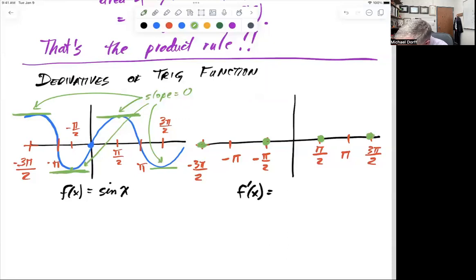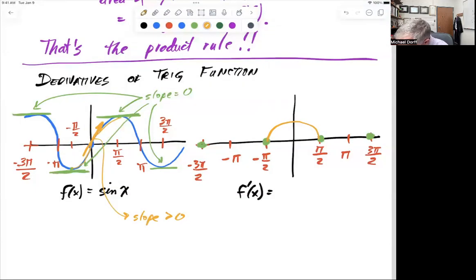What happens in between those values? Between negative pi over 2 and pi over 2, if I draw in some tangent line there, that slope is greater than 0. So that means in my graph of the derivative, the graph should be above the x-axis. Oops, let me redraw that. It should be above the x-axis, and it should connect the 2 points at negative pi over 2 and pi over 2.